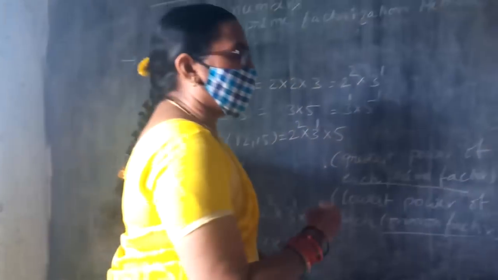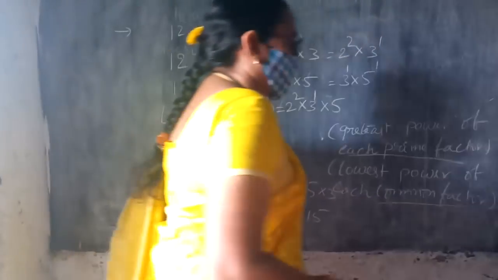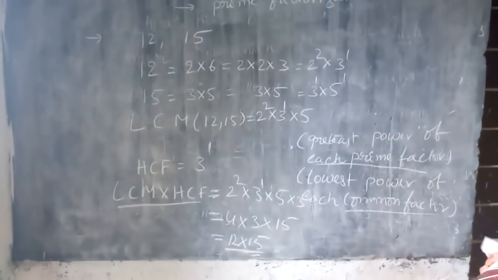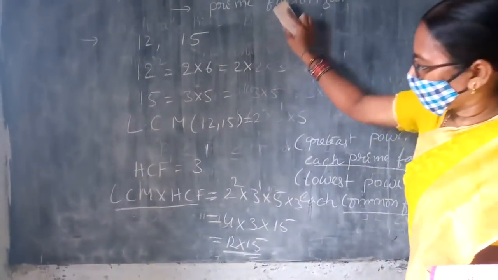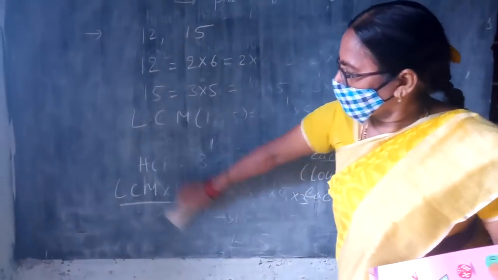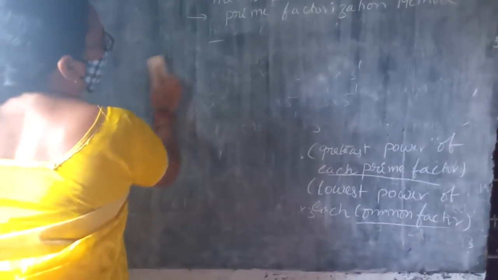Suppose I take another example. We take 3 numbers. Okay. Can I rub this now?